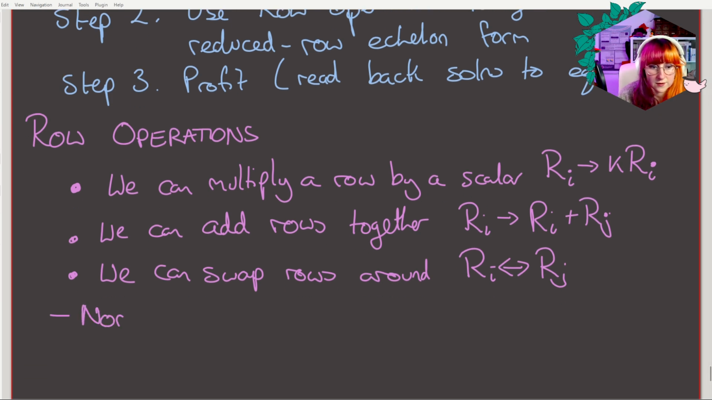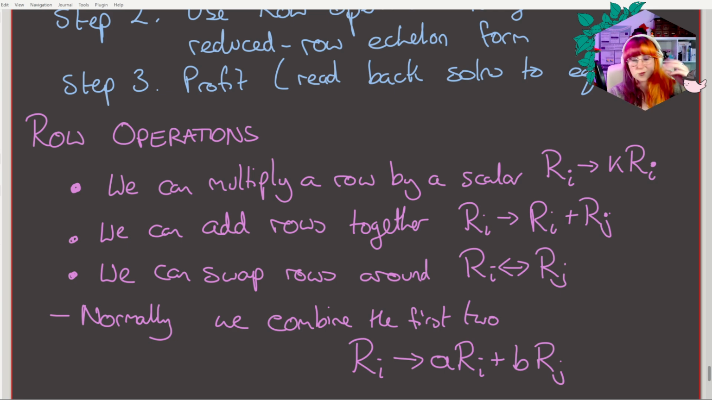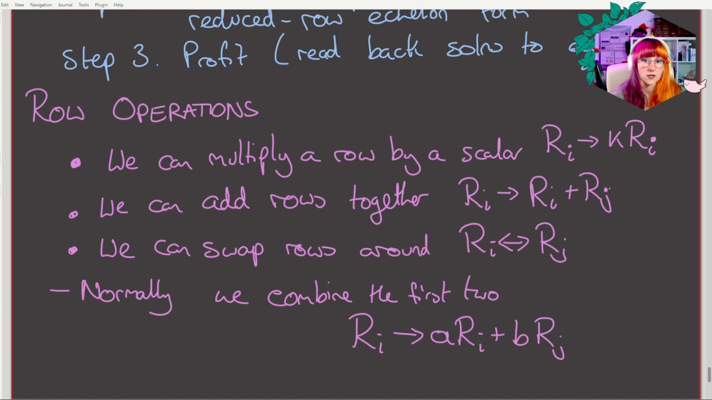And normally we combine the first 2, just to speed it up. Normally if I'm going to multiply a row by a constant, it's because I then want to add that amount of that new version of the row to something else. So it's a lot easier to just say that Ri goes to a Ri plus b Rj. So say I want to times it by 2 and then subtract the other row, I just do that all in one. But the way that we write out what we're doing with these matrices is these arrow equations. So Ri goes to k Ri, and so on and so forth. So let's do it.